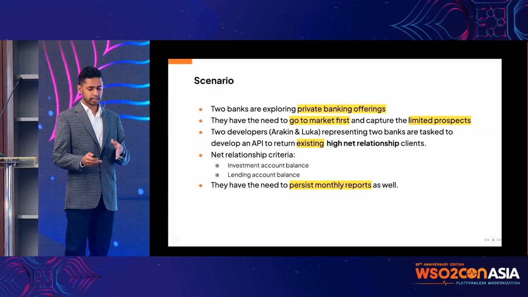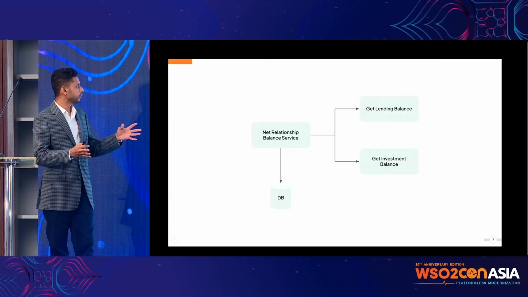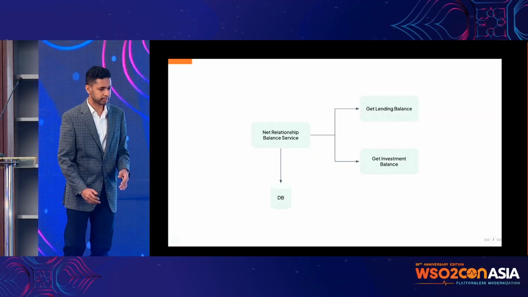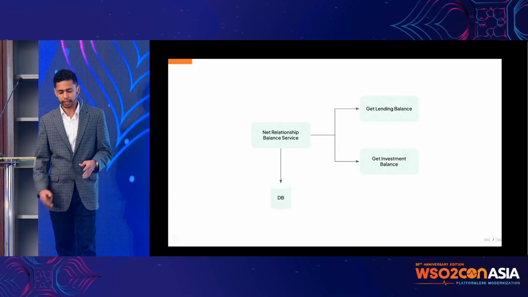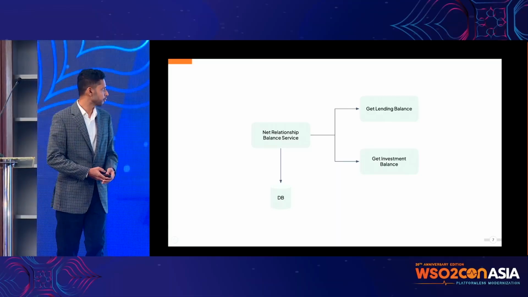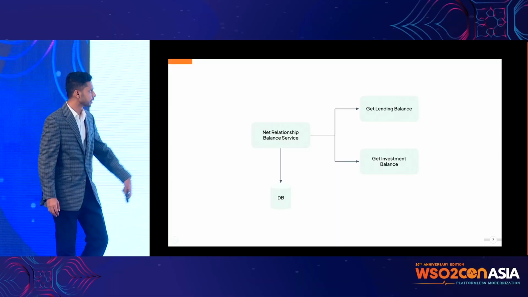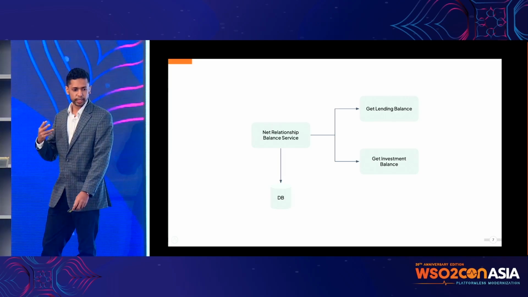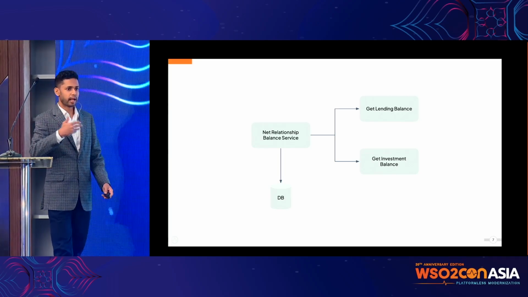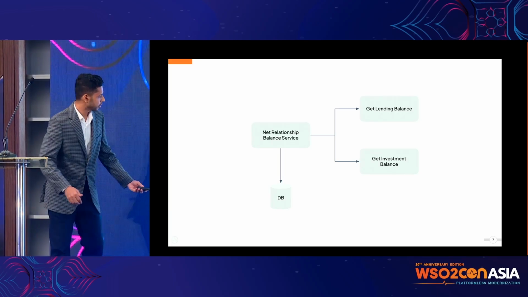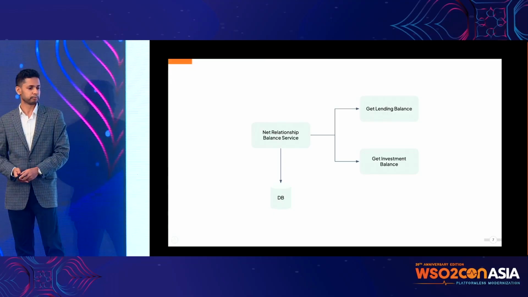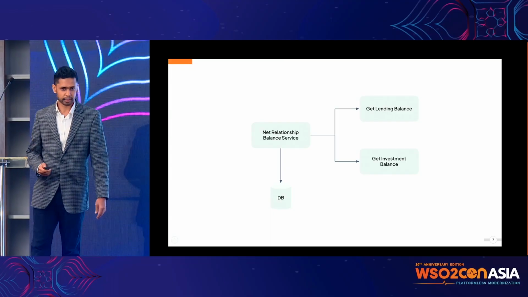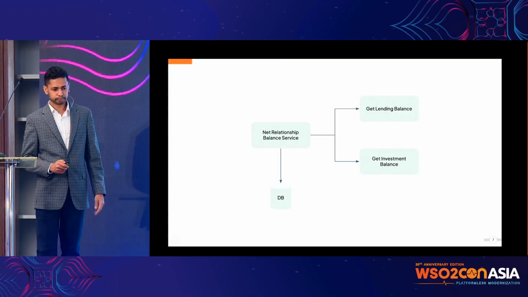With this scenario in mind, here is a very high-level L1 kind of architecture that you can come up with. You have your net relationship balance service, the new one that you are going to implement. And then you need two dependencies to get your lending balance and your investment balance, and then a DB to persist your monthly report. A very simple L1 architecture for the sake of argument.